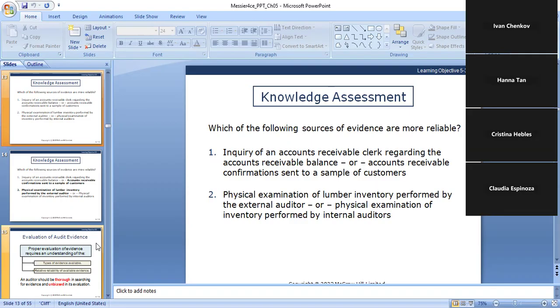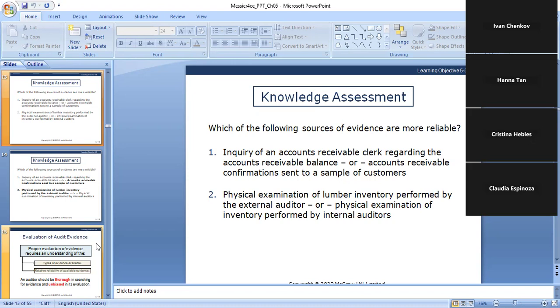In the first case, we have an inquiry to the accounts receivable clerk versus confirmation sent to a sample of customers. Which one is more reliable? The accounts receivable clerk? Listen, in one you have two options to choose from, and in two you have one. So of the first option, which one will be more reliable?